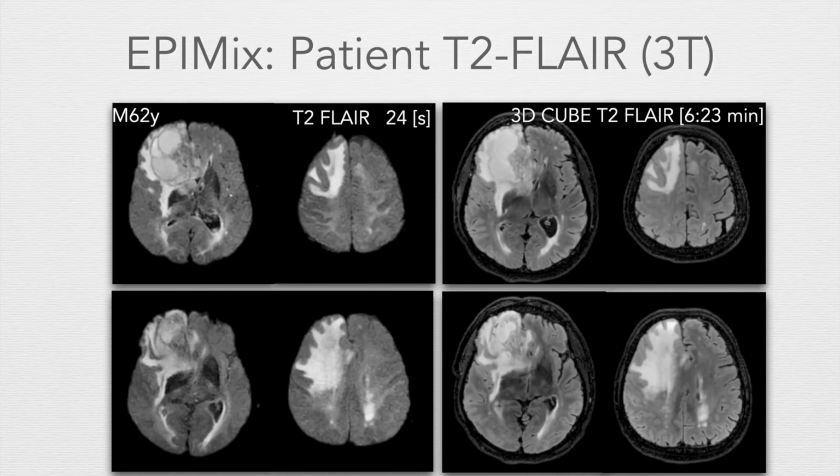You have a 62-year-old male with a big tumor, and here on the T2 FLAIR, to the left, you can see the T2 FLAIR that belongs to EPIMix, and that portion of EPIMix took 24 seconds. And to the right, you can see a 6.5 minute 3D T2 FLAIR, which is naturally prettier, but you can see more or less the same thing in this case.